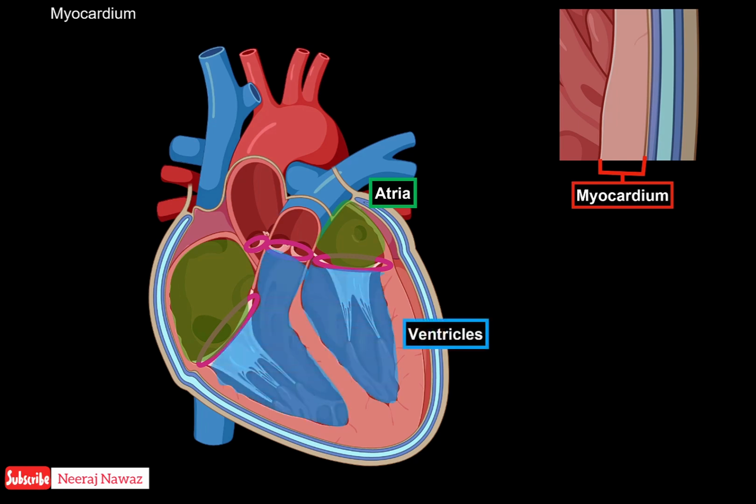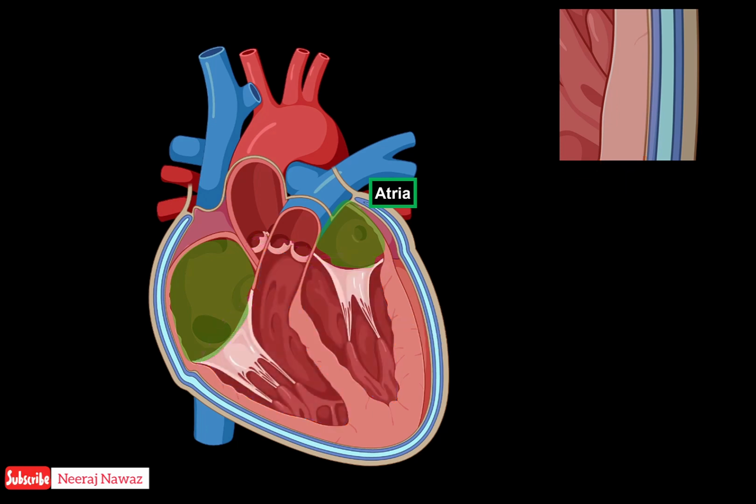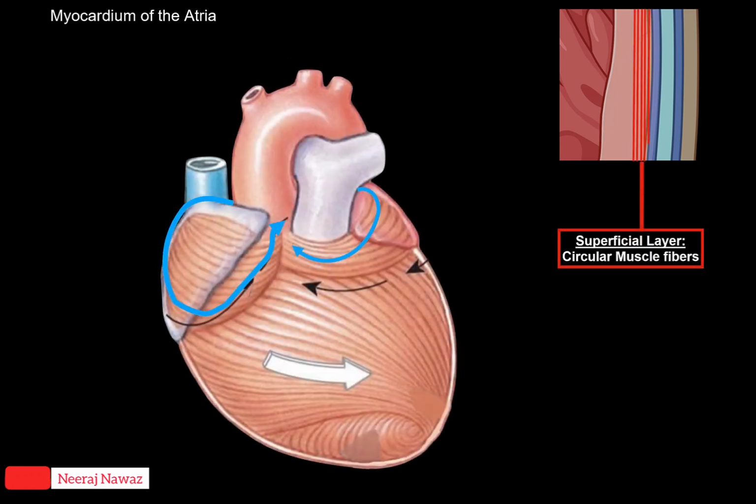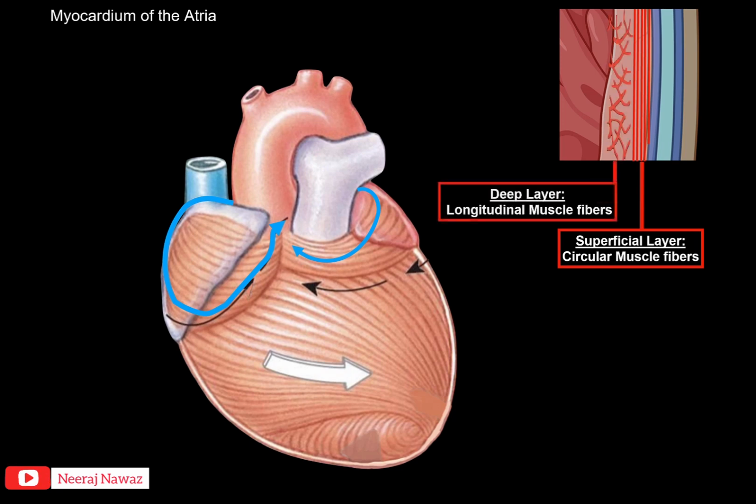The reason why I am telling you this is because the myocardium is arranged differently in the atria and in the ventricles. So let us do the myocardium in the atria first. The myocardium in the atria has two layers. The superficial layer is circular, and this circular layer is continuous. The way these muscle fibers are arranged is that they wrap around both atria as you see here, and it unites both atria from the outside, while the inner layer consists of longitudinal muscle fibers.